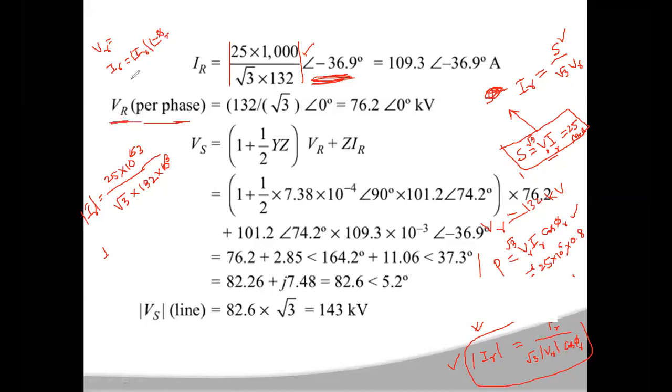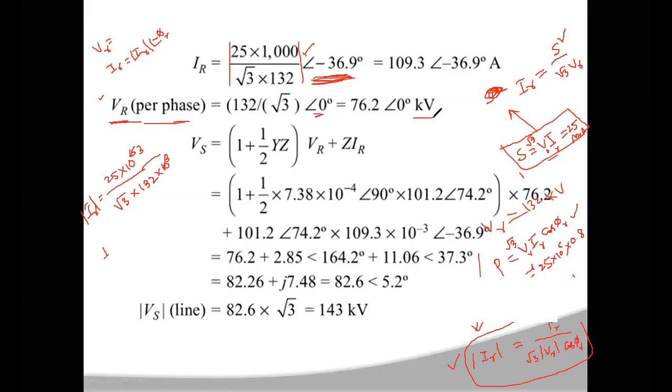Then you calculate the VR per phase. The VR value given in the problem is 132 kV, which is the line voltage, right? So to calculate the per phase voltage, you have to divide that by root 3. So 132 by root 3, and you are taking VR as the reference voltage, so the angle is 0 degrees. The value of VR per phase is 76.2 kV at an angle of 0 degrees.